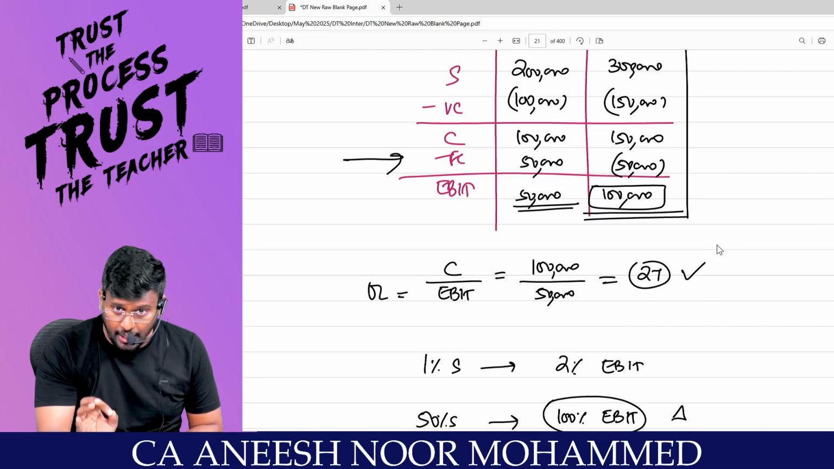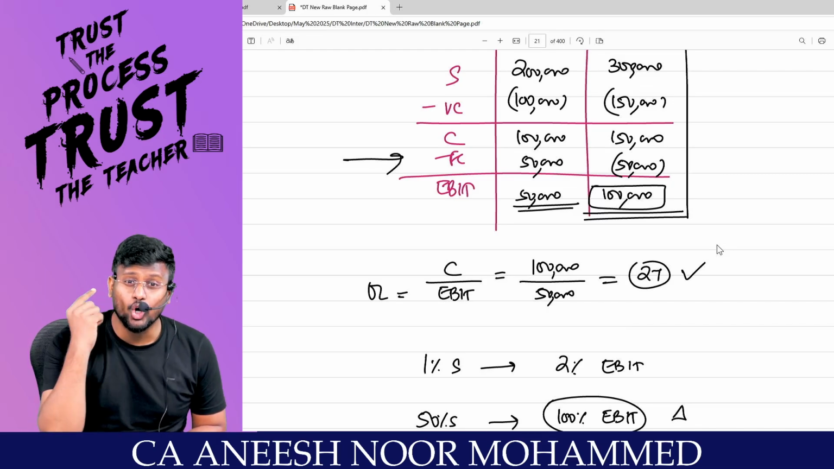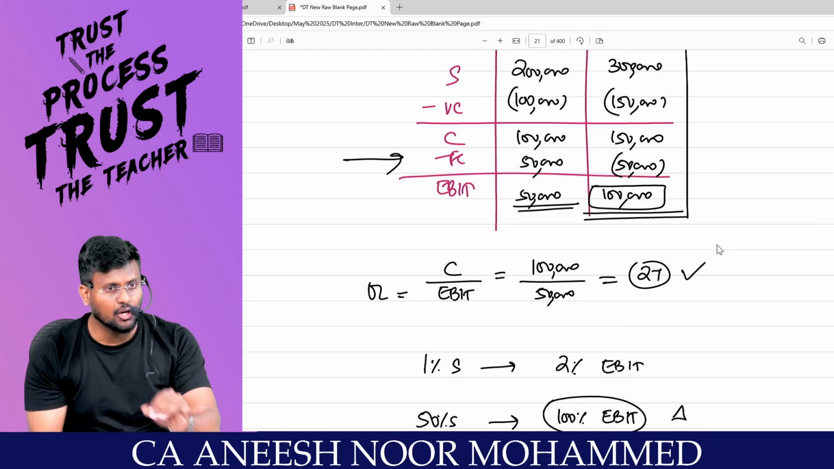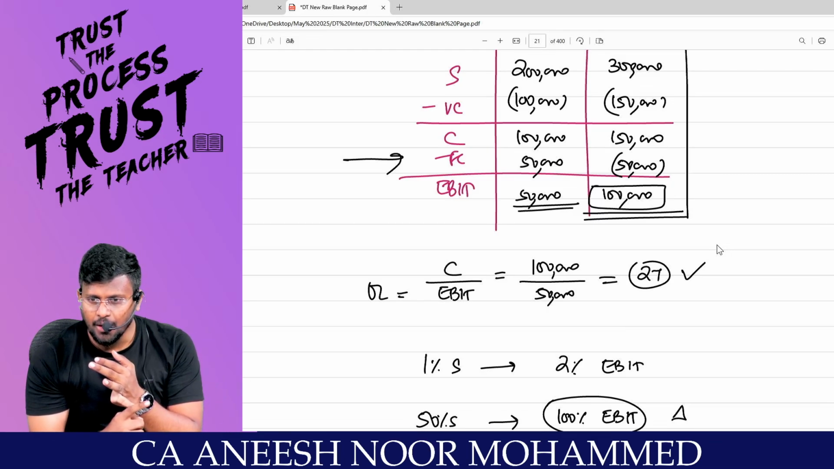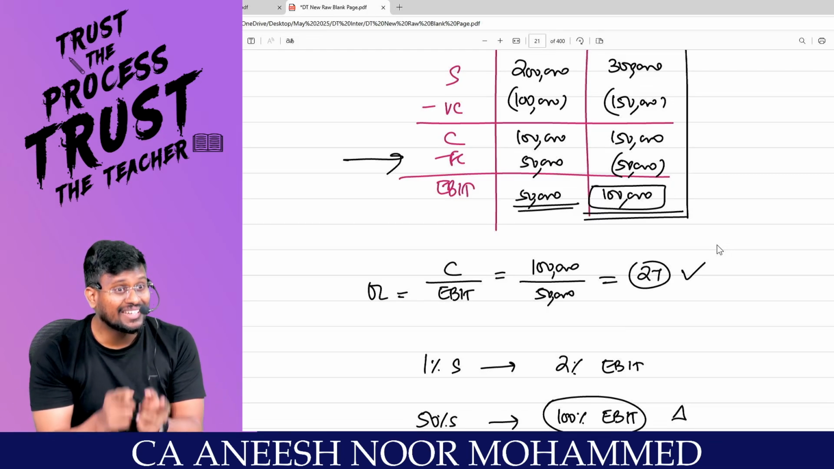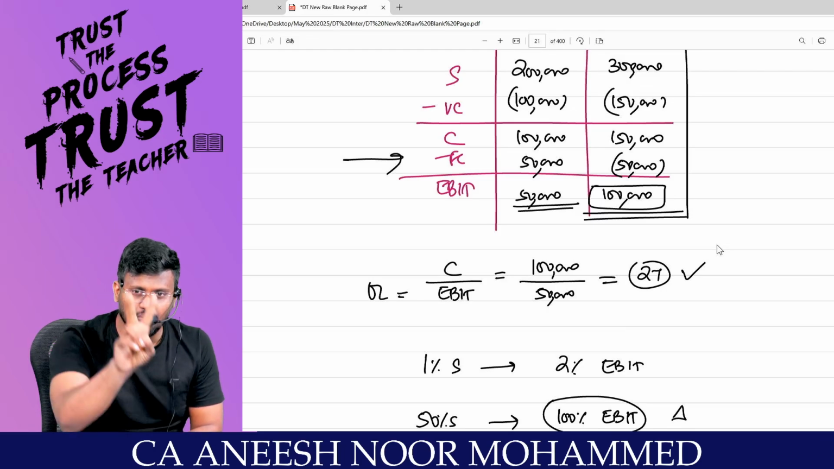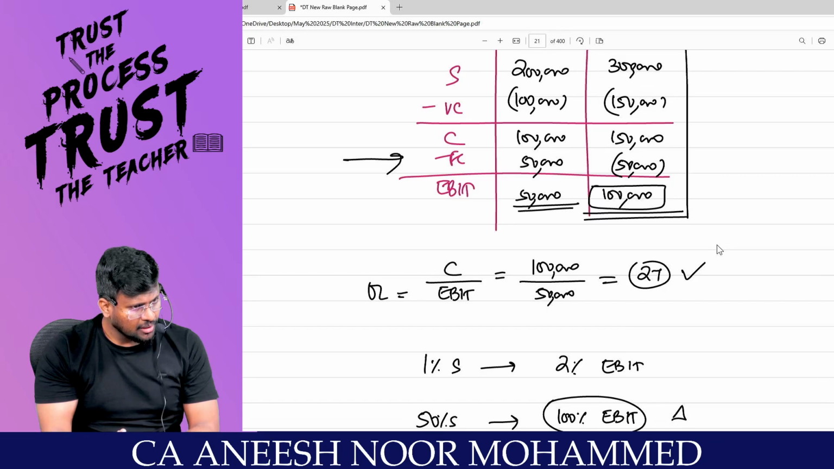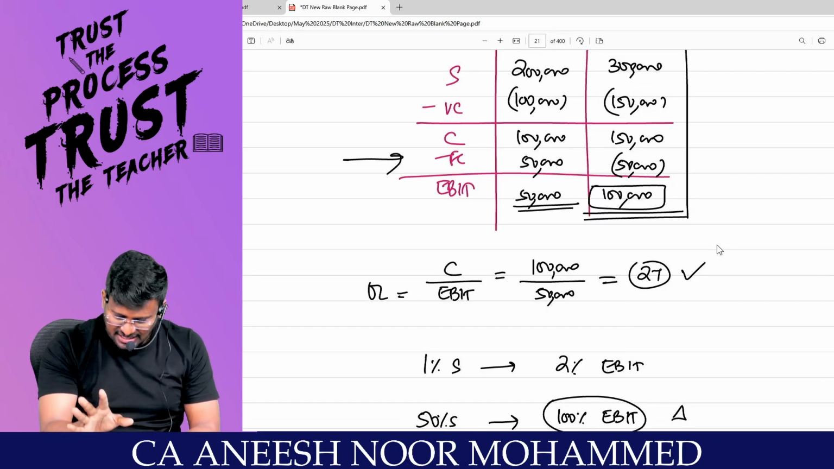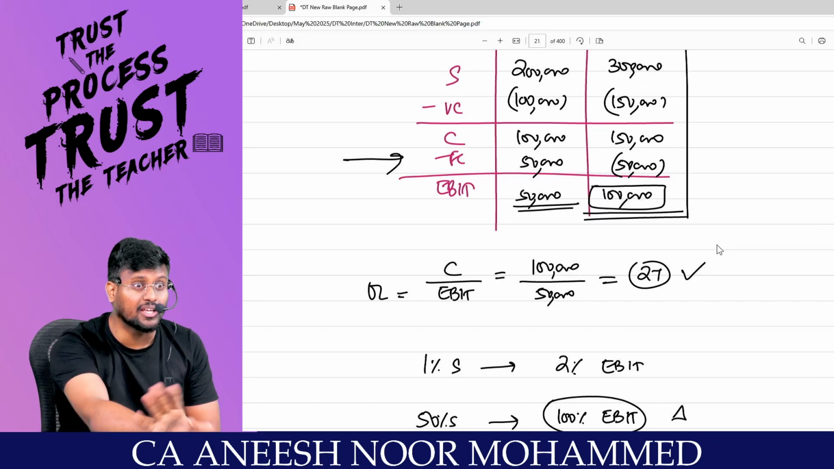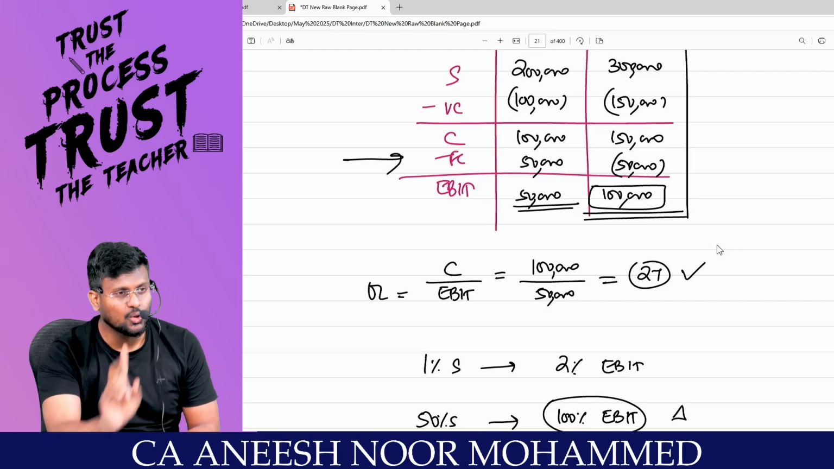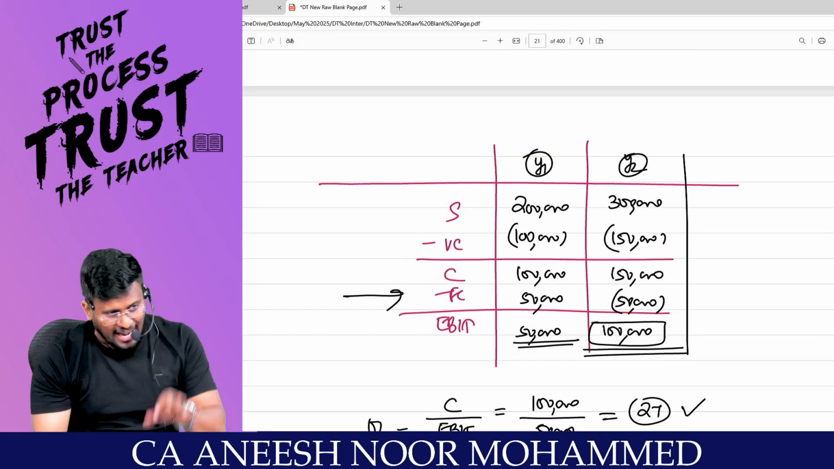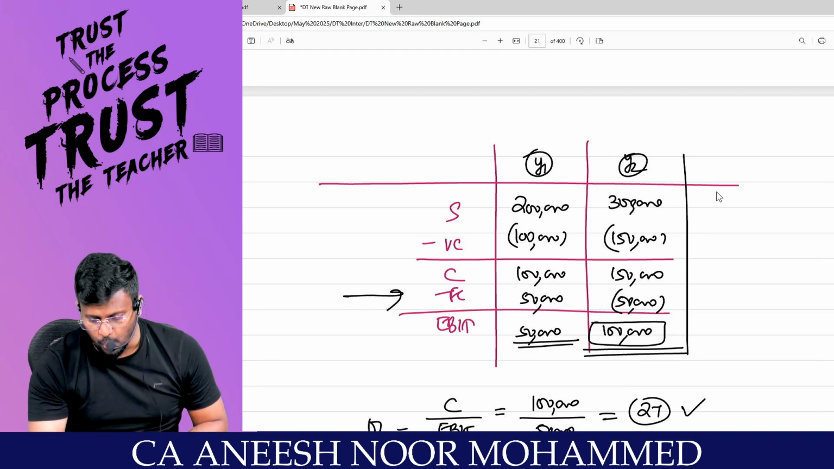The same way, we understood that in your cost structure, if fixed cost is there, it is a risk. It has to be measured, not in kg, not in liters, but in times. We got the answer as 2 times. What is the meaning of it? If 1% sales changes, not increases, not decreases, changes, 2% EBIT will change.